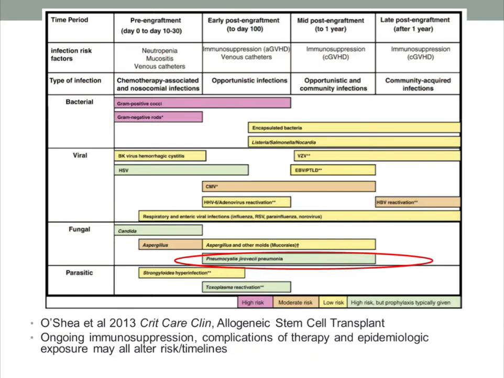Same thing for bone marrow transplant. Very rare early on. At Moffitt, we don't even start prophylaxis until day 28, day 30 for a lot of these patients, because it's very rare to have it before that time period.